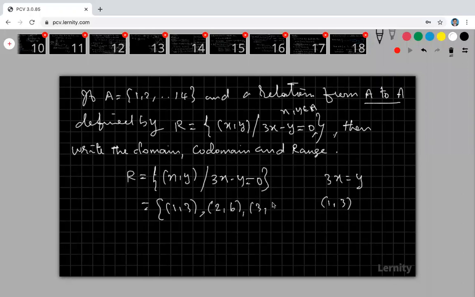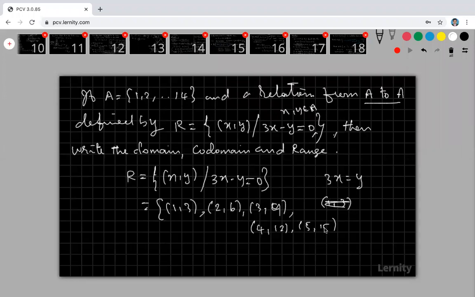Apply 3, my y is 9. Okay, apply 4, my y is equal to 12. Apply 5. What happened when my x is equal to 5? What is the answer we are getting? 5 3s are 15, my y is 15.